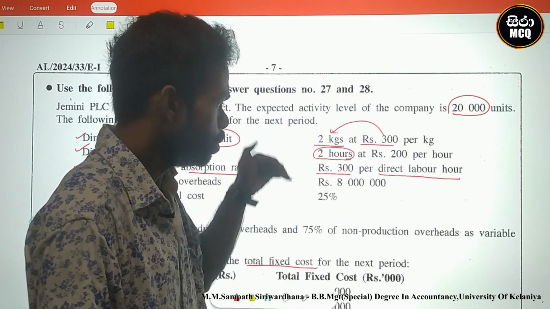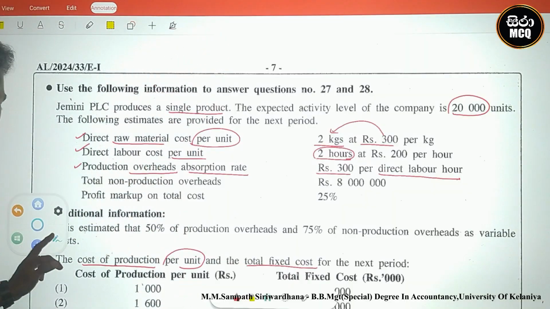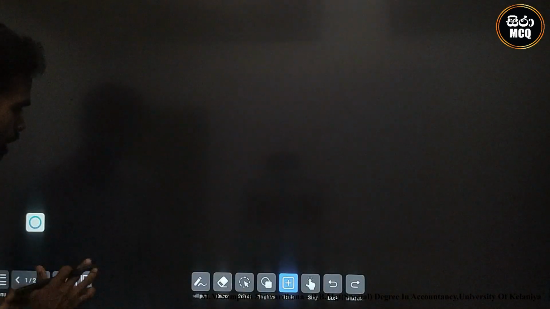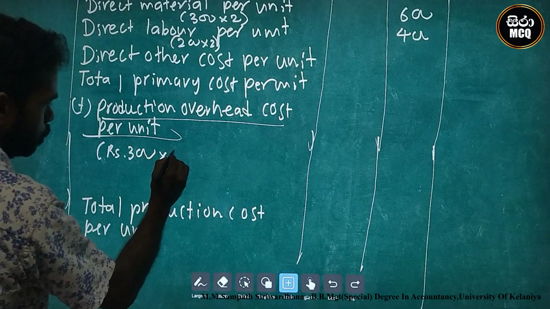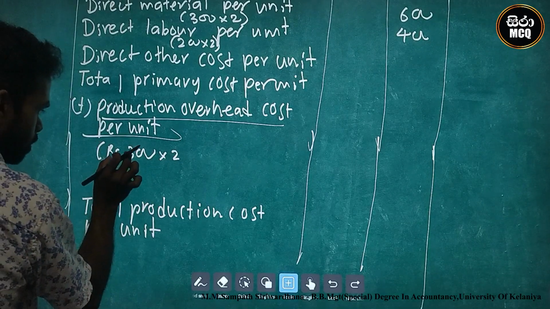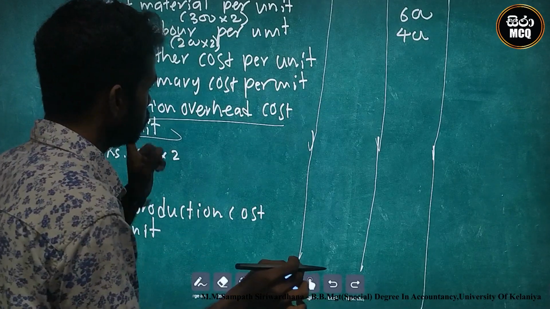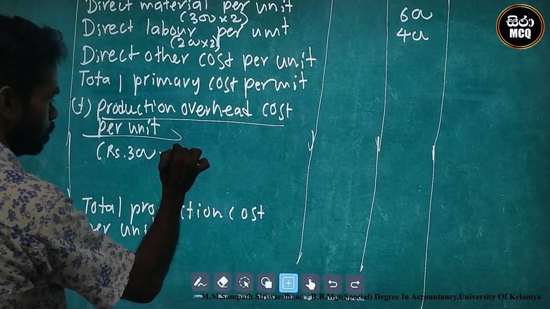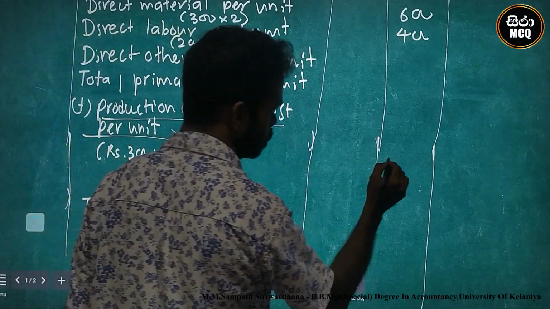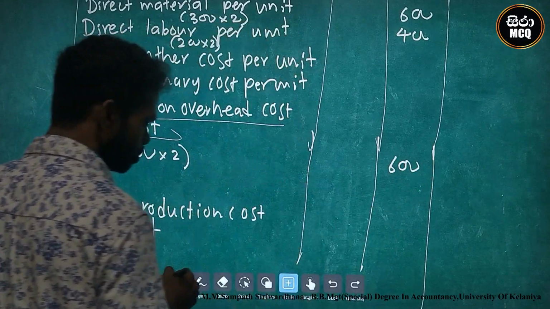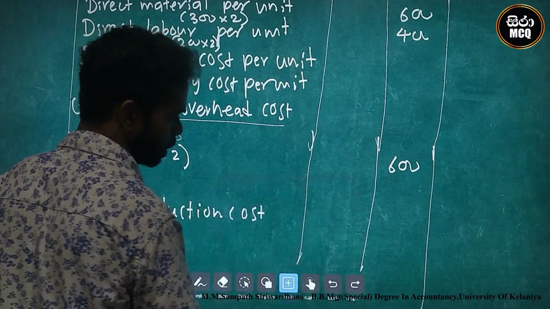There are 2 labor hours, therefore the absorption rate is multiplied by 2. Why? In 1 hour we use 300 of production overhead, and there are 2 labor hours. Therefore 300 multiplied by 2 is 600. Okay, next one.